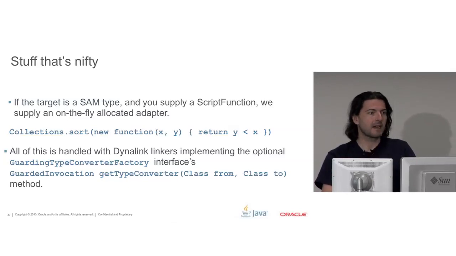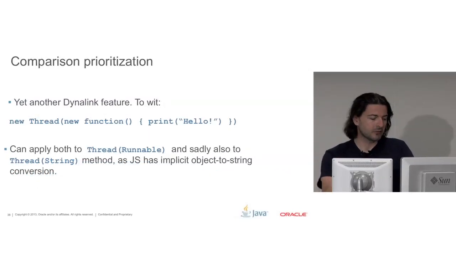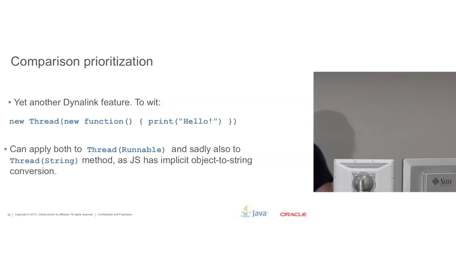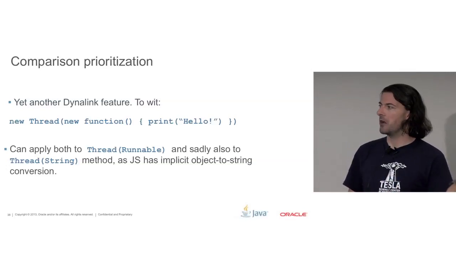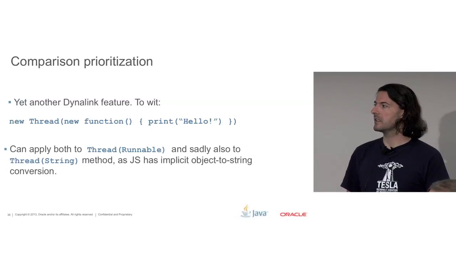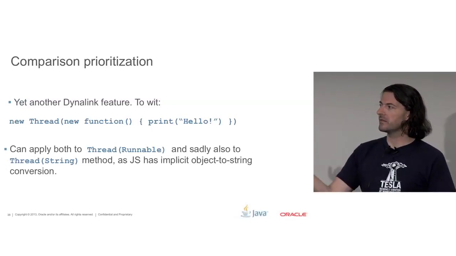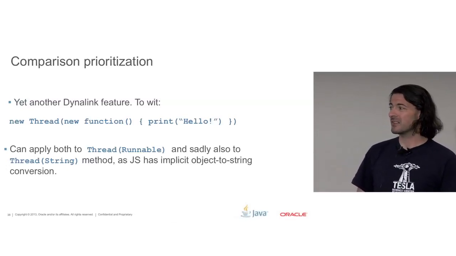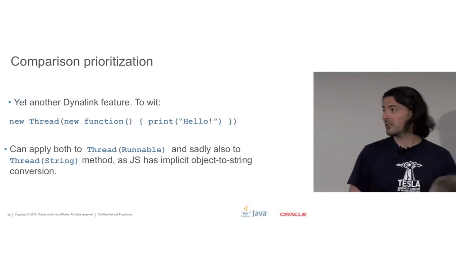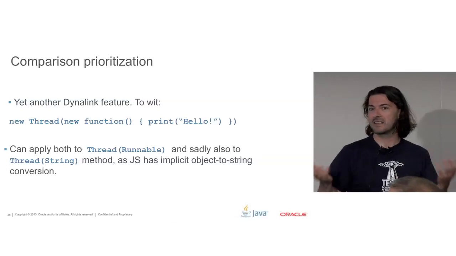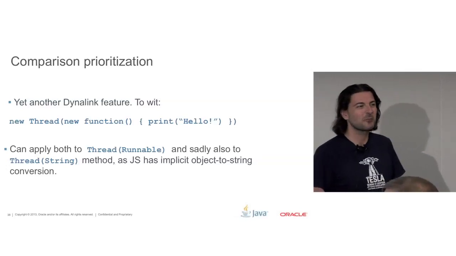One thing that came up as I was implementing these things was the need to prioritize comparisons. Turns out that overloaded method resolution can trip on things. Like you create a new thread and you pass it a function. Should the function be treated as a runnable that's passed to the thread constructor accepting a runnable? But the problem is JavaScript also allows an implied object to string conversion, in which case you might be creating a thread that's named after the string representation of the object that you passed.